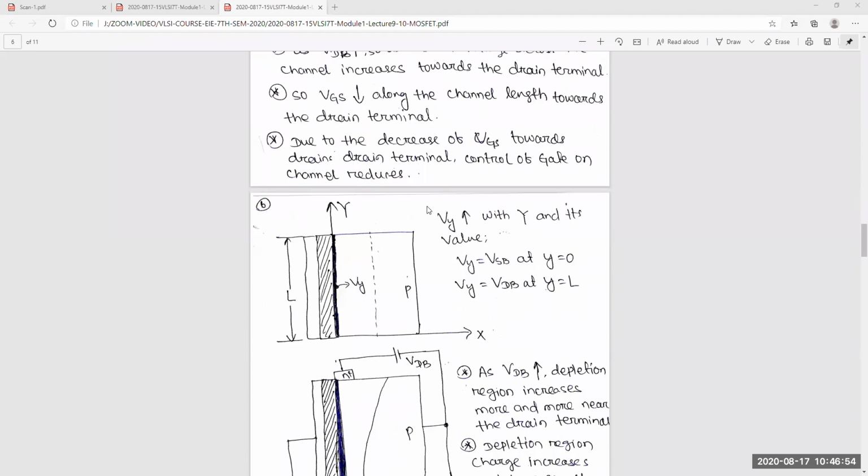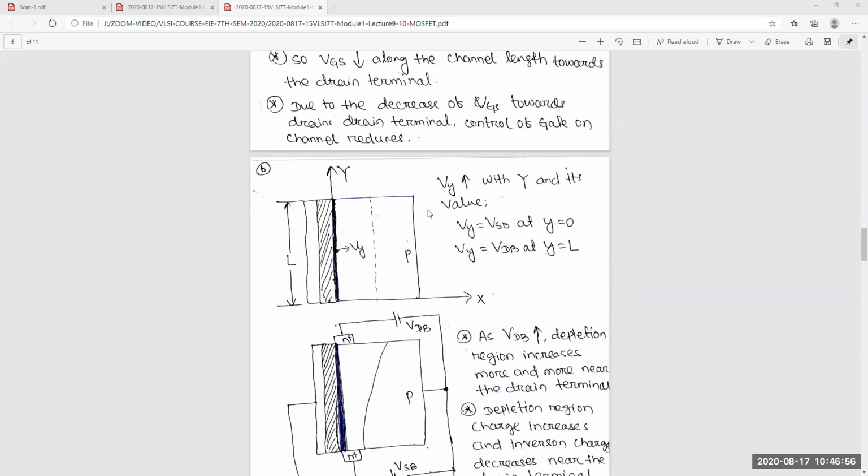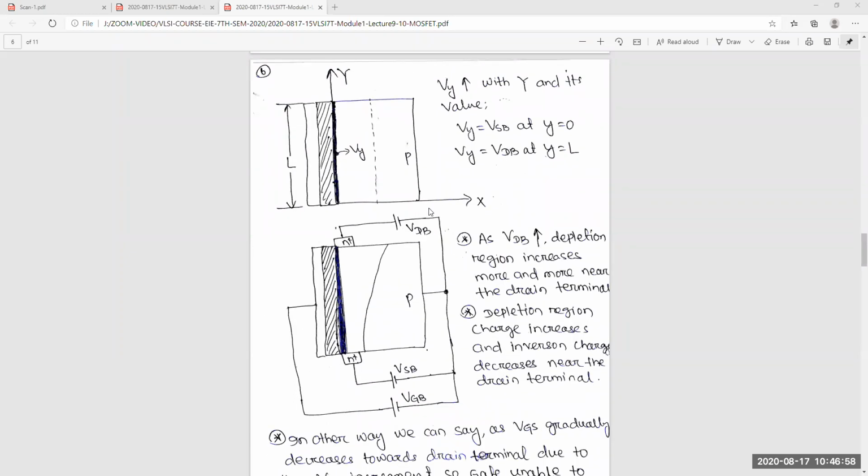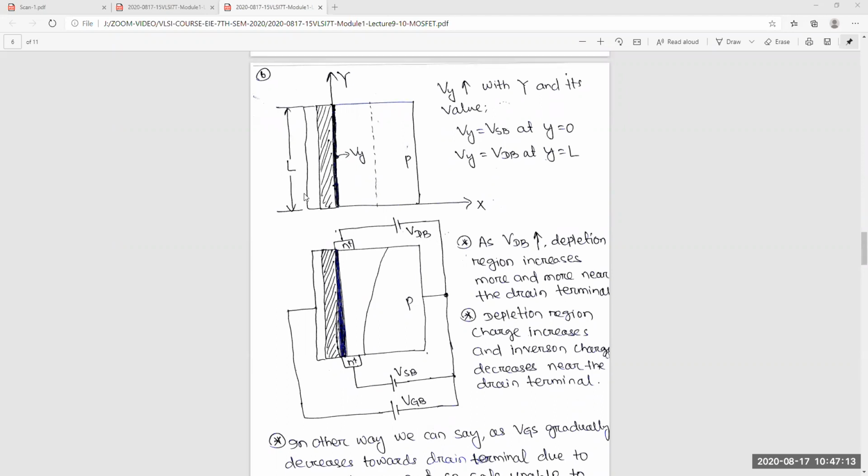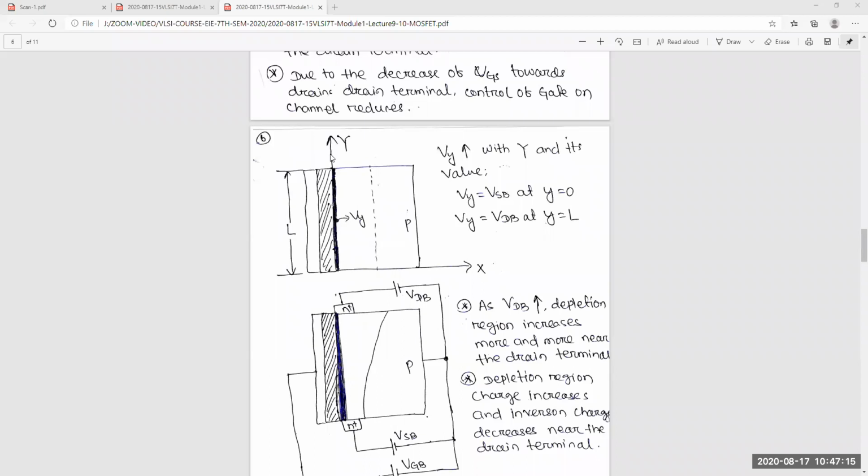So now come to whatever I have discussed, one by one in the pictorial view. Initially, this is your P substrate. This is oxide, your metal. This is the channel length, L. I have not drawn any drain and source. This is a P substrate, and this direction is X, and this direction is Y.